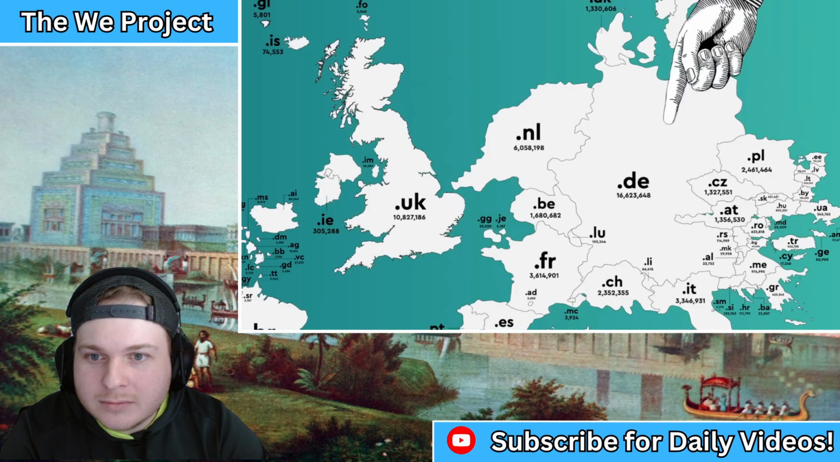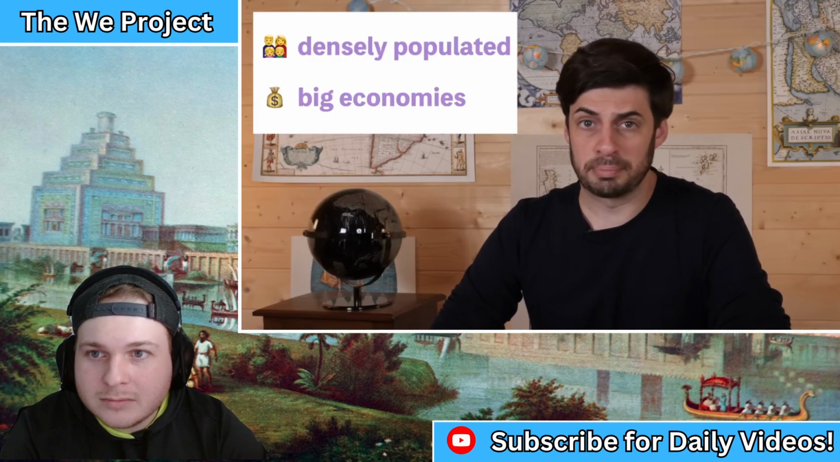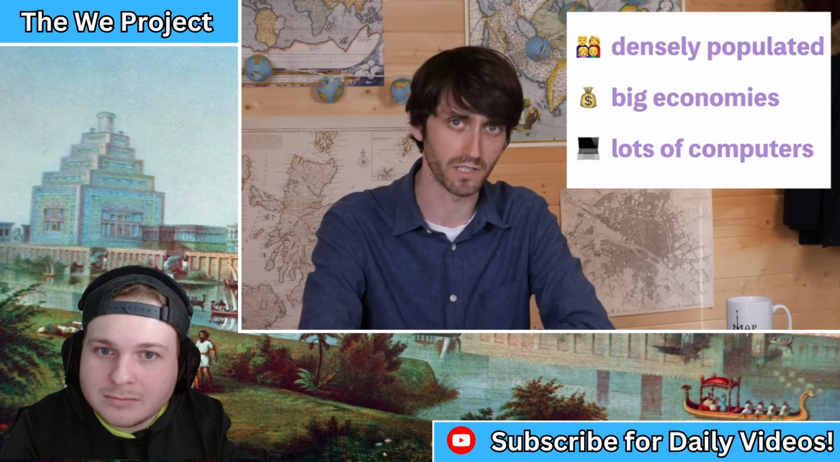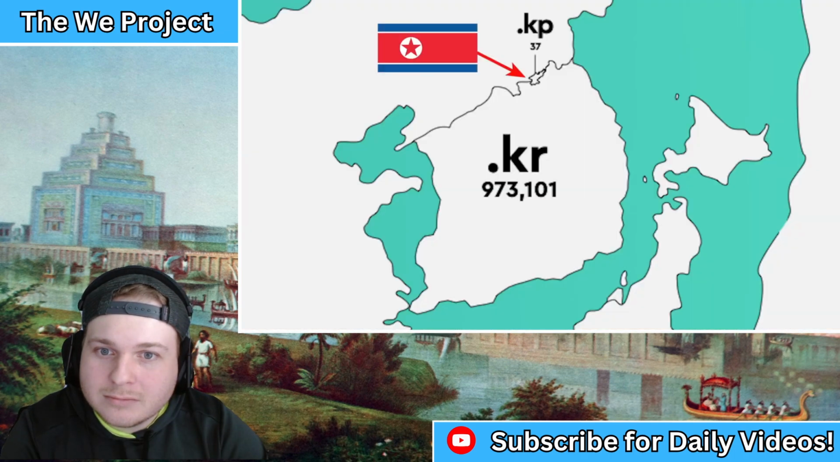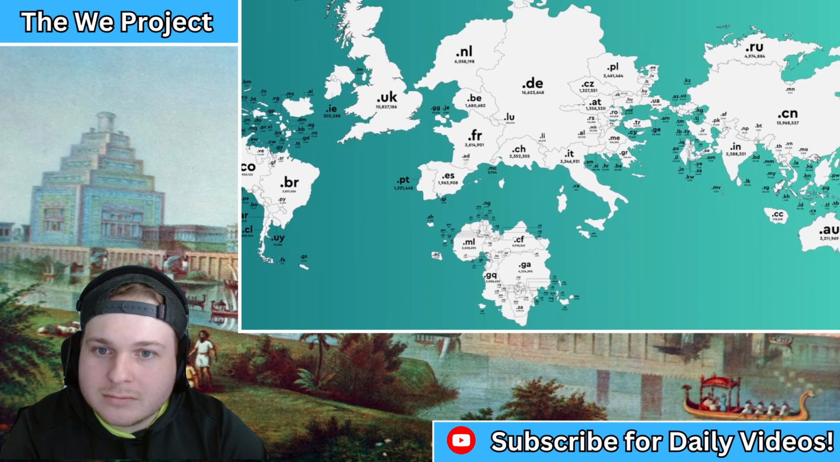The UK, Netherlands and Germany, for example. This shouldn't come as a surprise. After all, these countries are densely populated, with big economies and lots of computers. Broadly, these three factors explain most of the weirdness, including the alarmingly asymmetrical North and South Koreas, or the relative smallness of Africa, which has fewer registrations than all of Germany put together.